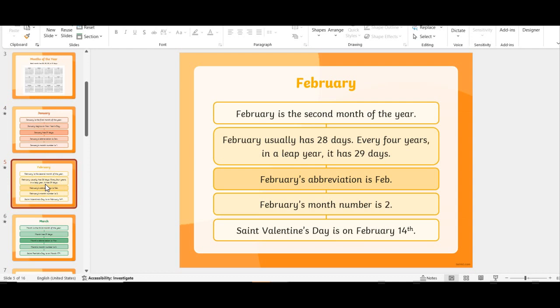The second month of the year, month number 2, is February. And February usually has 28 days. But every 4 years, which is known as a leap year, it will have 29 days. And the abbreviation for February is Feb, F-E-B, Feb. And in some parts of the world, on the 14th of February, they celebrate Saint Valentine's Day. What do we celebrate in February in Oman?